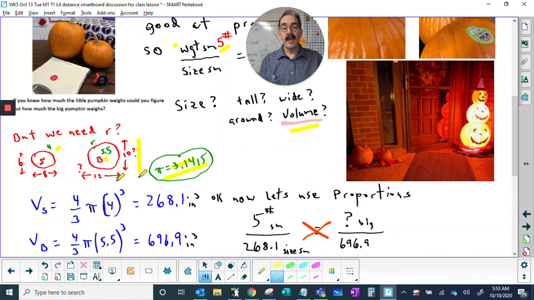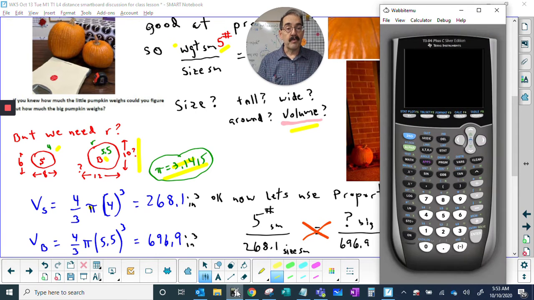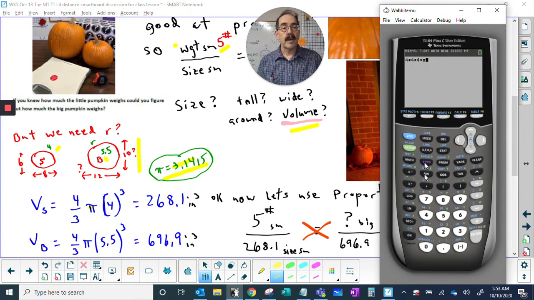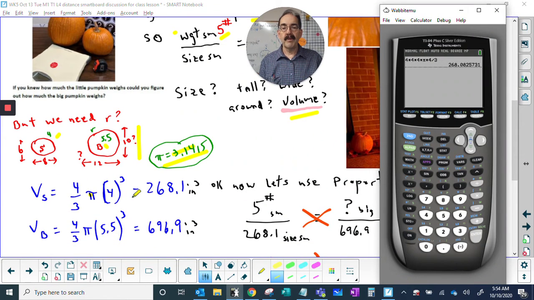Let's do some math. Now remember, I told you starting this week, we got to have a calculator, okay? So turn our calculator on, and I want to show you that pi is an actual button on some of these calculators, okay? So on this one, you have to go second, and the pi button is right here on the caret key. So second pi. So 4 times 4 times 4 times pi times 4, all divided by 3. Okay, and we get this number, 268.08, round to 1.